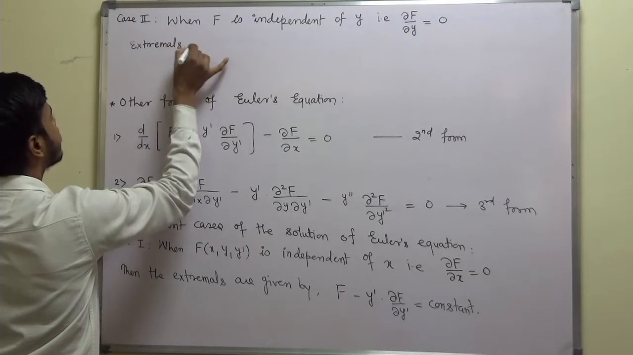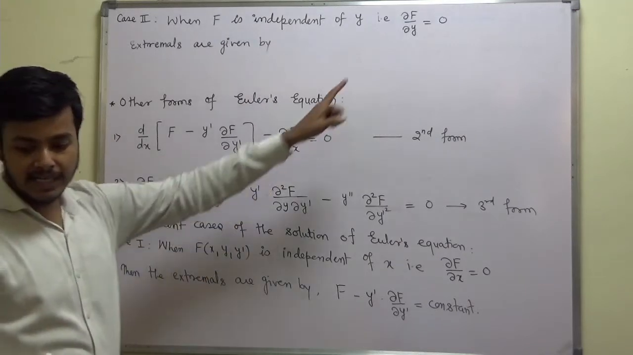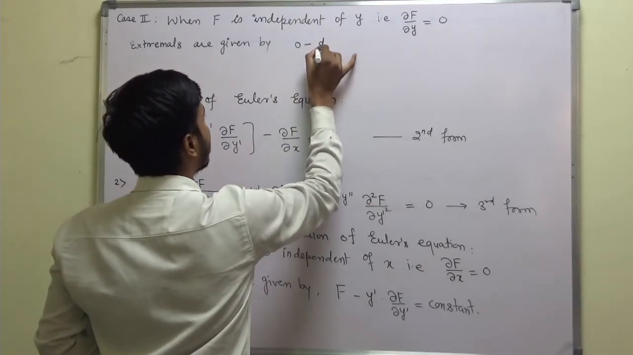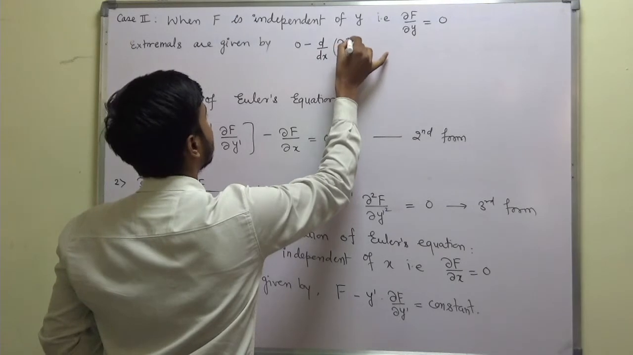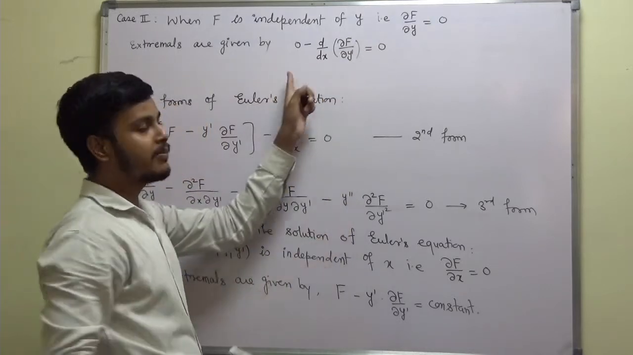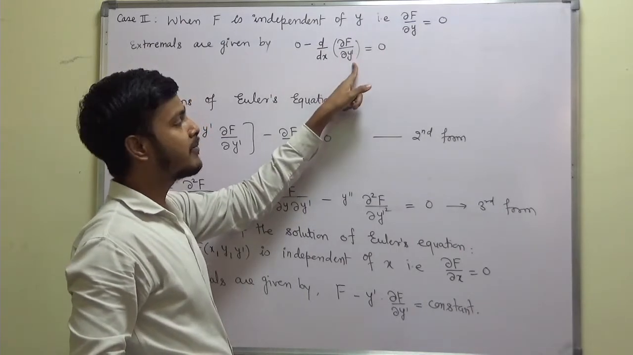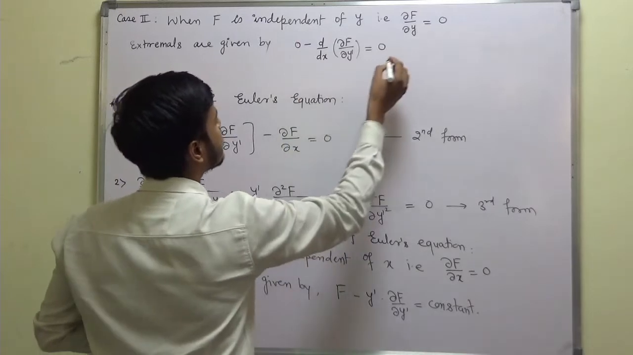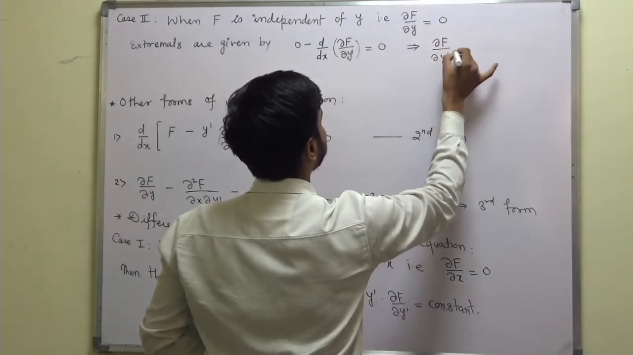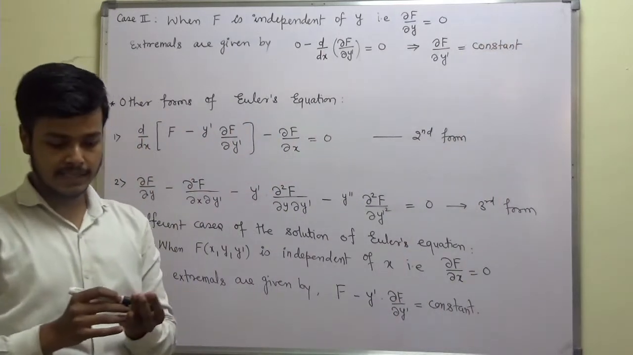So here in this case, extremals are given by del f by del y dash is equal to 0. So what we have? 0 minus d/dx of del f by del y dash is equal to 0. So the derivative of del f by del y dash is equal to 0. This implies del f by del y dash is equal to constant. Okay, this is the second one.